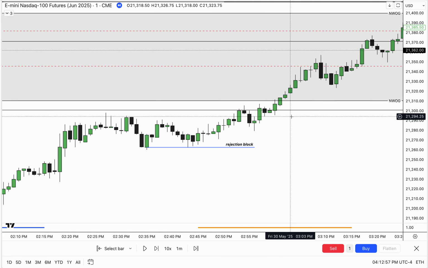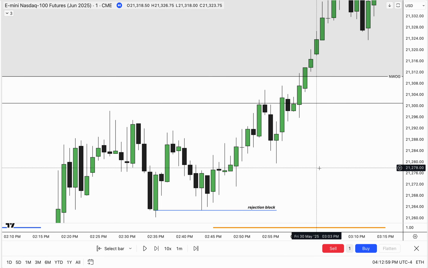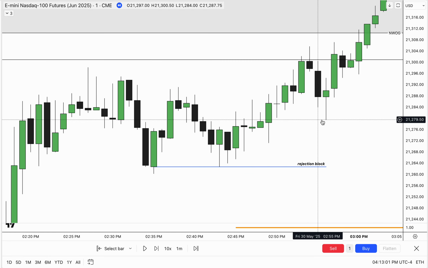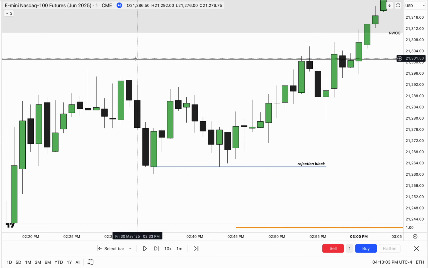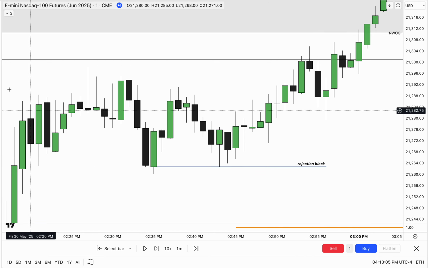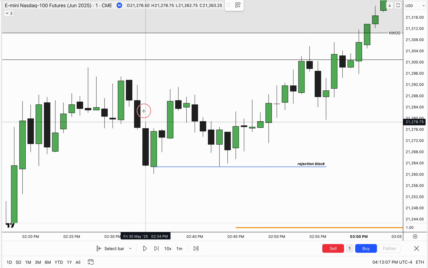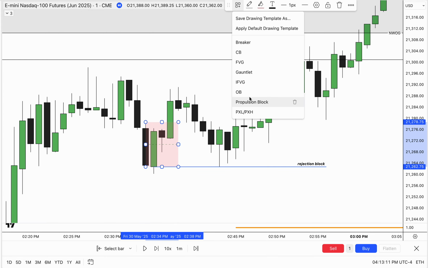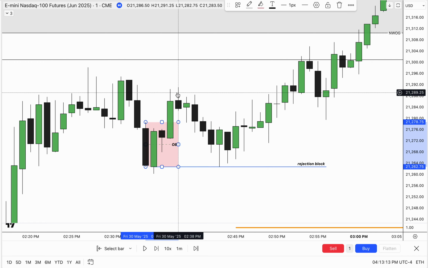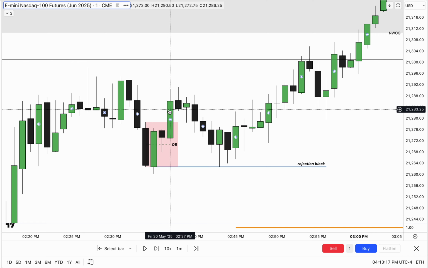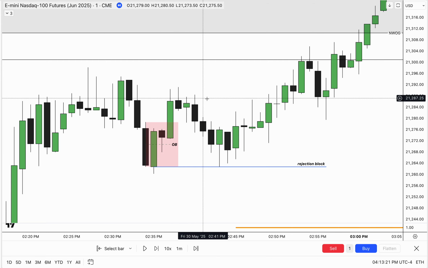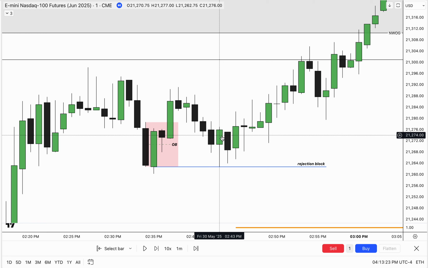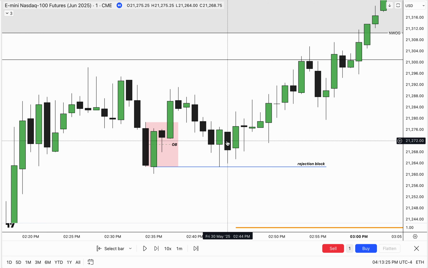Let's see what else we can find. Let's see if we can find something here in this little consolidation. Let's use this as an order block. We run higher. When we get above the high, this candle validates that order block and we run down into it. Running down, down, down. And we run higher.